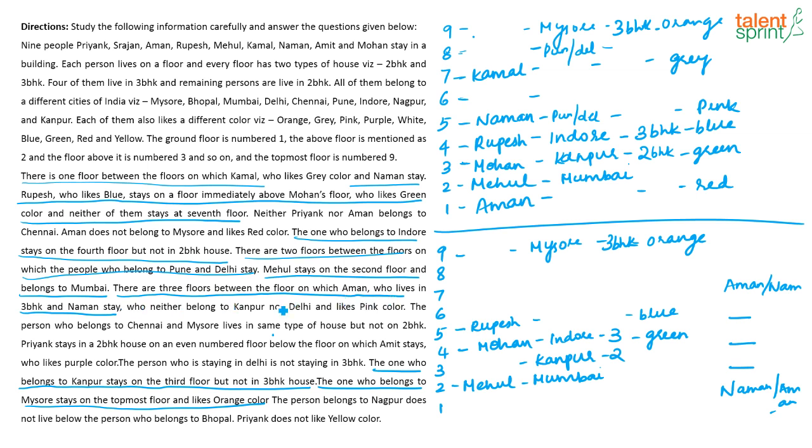There are 3 floors between Aman who lives in Naman stay who neither belong to. See, look at this statement here. There are 3 floors between Aman who lives in 3 BHK. So Aman lives in a 3 BHK. Okay, and Naman stay who neither belongs to Kanpur nor Delhi and likes pink color. So Naman neither belongs to Delhi or Kanpur and likes pink color. So Naman obviously has to be Pune. Okay, because Naman can't be Delhi, it is very clearly given. So this has to be Delhi. So that's also fixed.